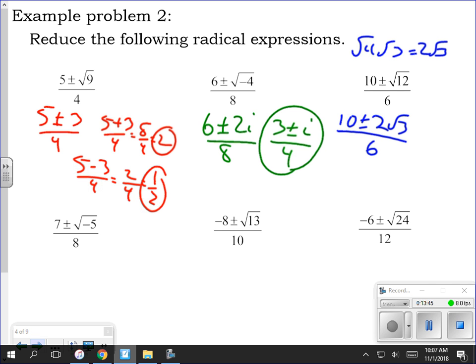So I've got 10, I've got 2, I've got 6. 10, 2, and 6 are all divisible by 2. Divide 10, 2, and 6 by 2. And I get 5 plus or minus the square root of 3 over 6. And that's my answer. Oh, sorry, over 3. Thank you.